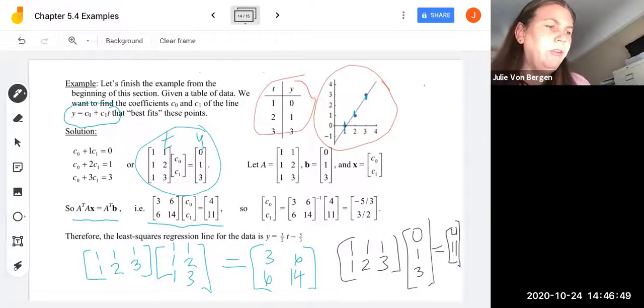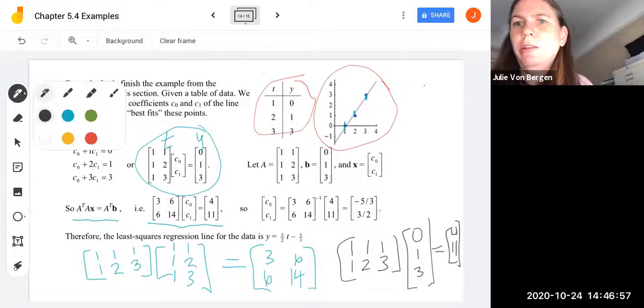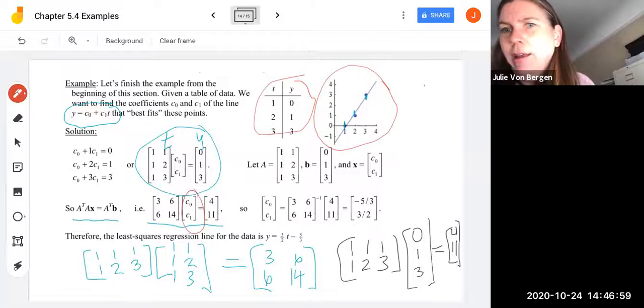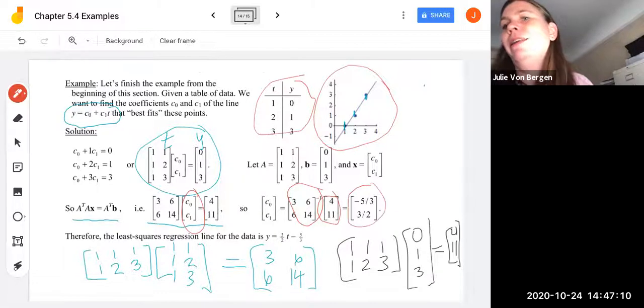Okay, so now we've got our values here. So now to solve for C0 and C1, we just do A transpose A inverse here. So that's this [3, 6; 6, 14] by A transpose B. And so we got our coefficients here, negative 5/3 and 3/2. So you can see that's how we get our equation.